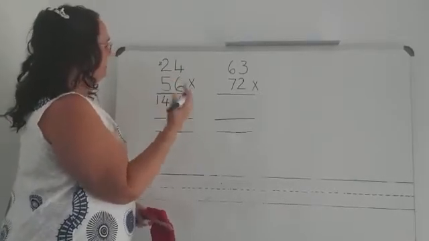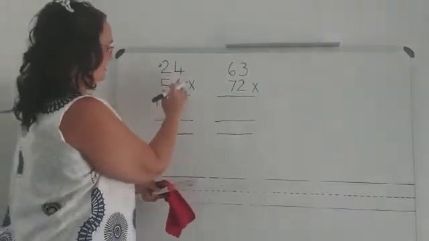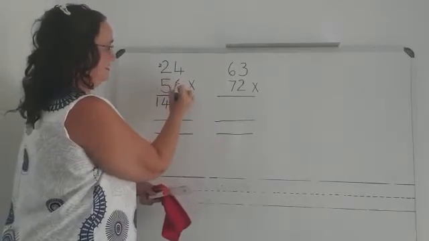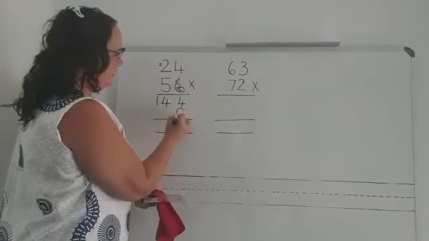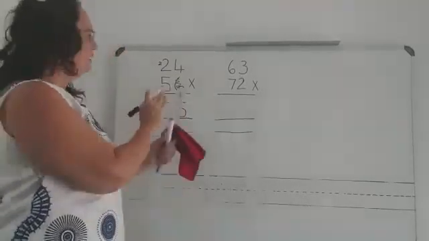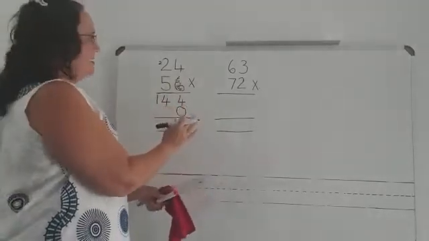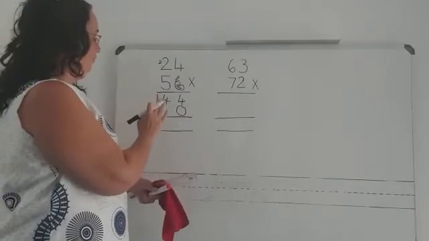Okay, now in essence we are finished with the 6. So the 6 is going to die. And we're going to write a 0 here in the units column. That 0 is really showing us that we're done with the units column. And now we are moving over to the tens column.